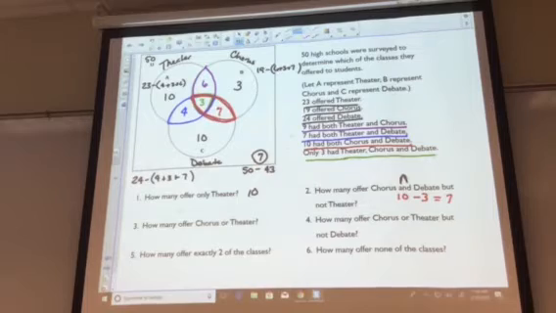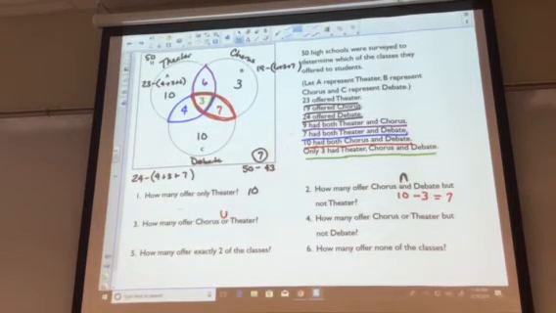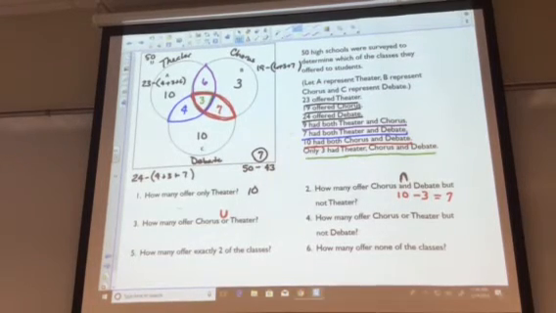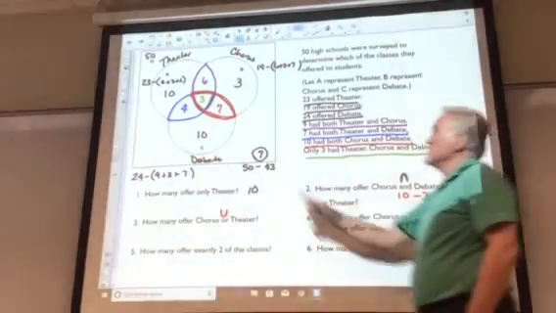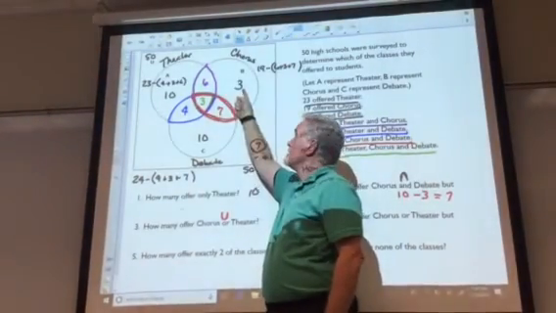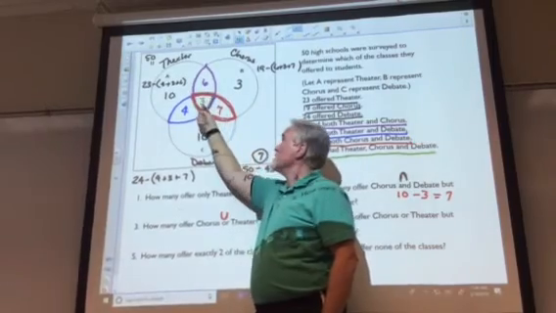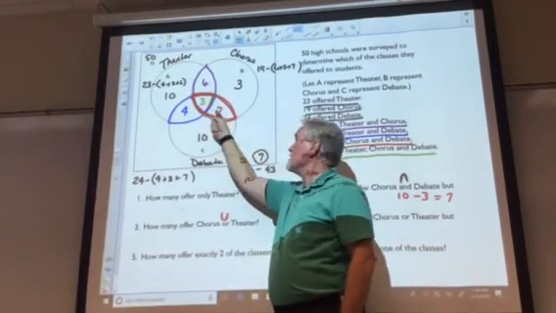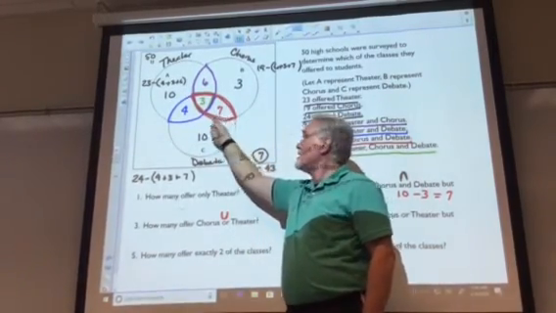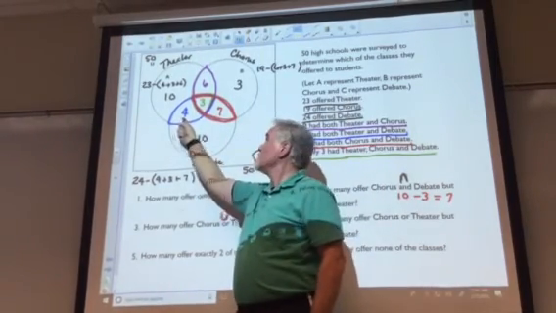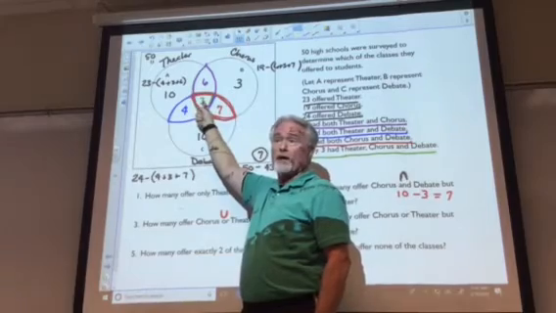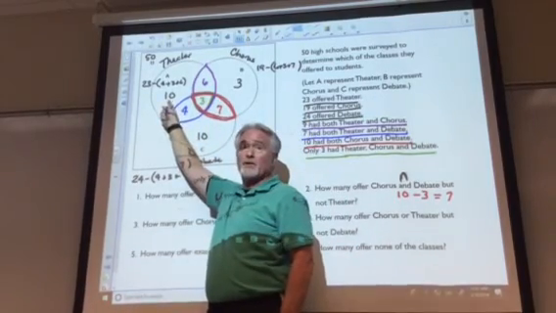Chorus or theater, now that's a union statement. That means take everything in chorus and everything in theater. Is this in chorus? No, but it's in theater. Do we count this again? No, we've already counted it once. And is this also in theater?